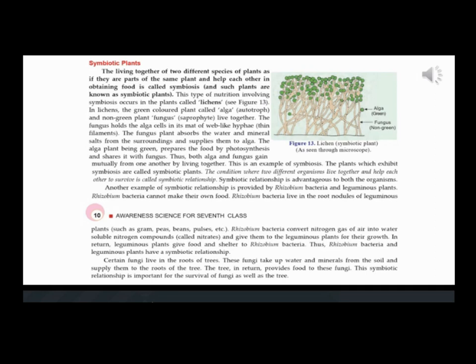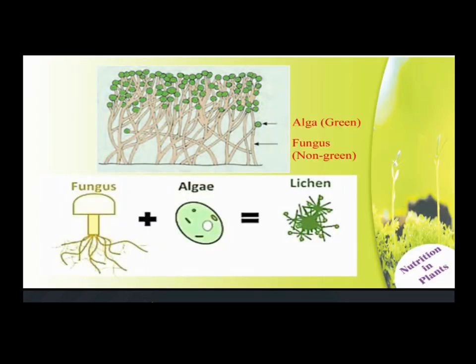Okay. And a very good example of symbiotic plants are lichens. In lichens, the green color plant called alga and non-green plant fungus live together. The fungus holds the alga cells in its mat of web-like hyphae. The fungus plant absorbs the water and mineral salts from the surroundings and supplies them to alga.